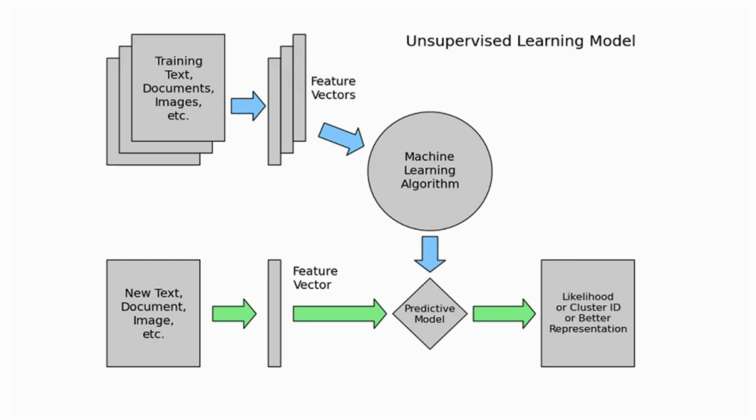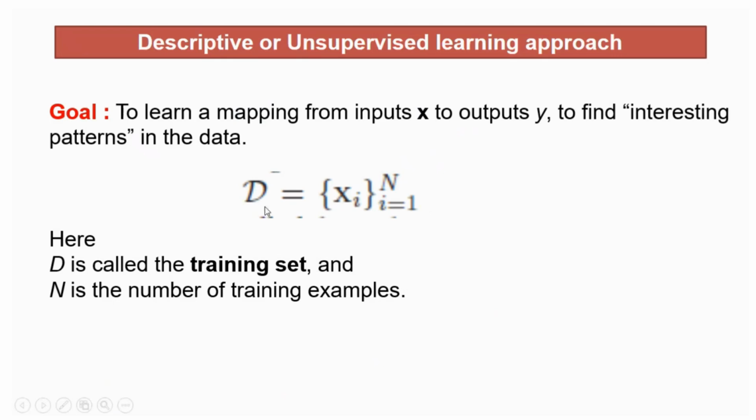So the prediction here is the likelihood of taking part in a particular group, right? Since there is no label in unsupervised learning, the goal is to learn a mapping from input to output without any predefined class labels. So we have to find an interesting pattern in the data, how the data are similar to each other. Once you find the similarity between the data, we can group the data very easily.